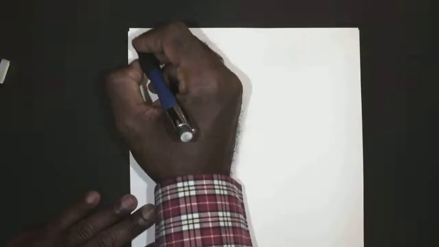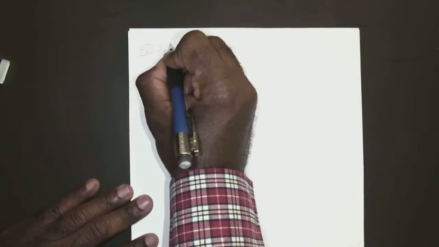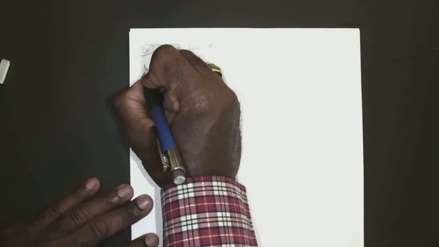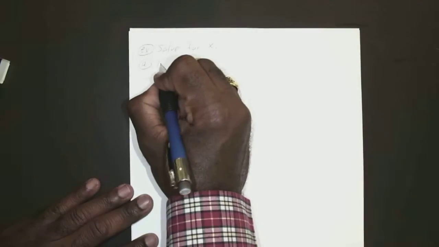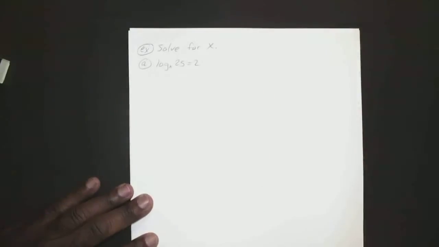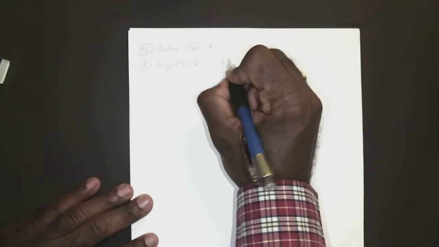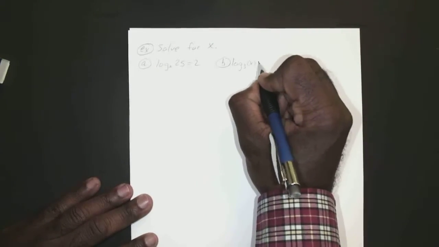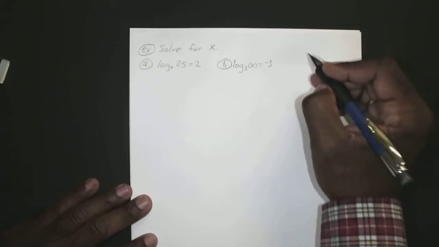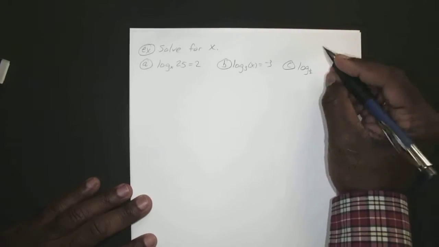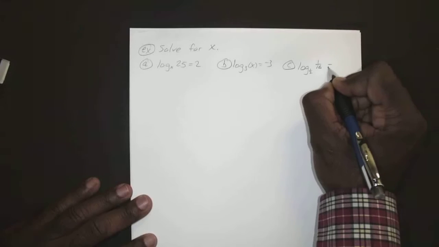So let's say, for example, here we wanted to solve each of these for x. Let's say for A, log base x of 25 equals 2. Say for B, log base 3 of x equals -3. And say for C, log base 1/2 of 1/16 equals x.